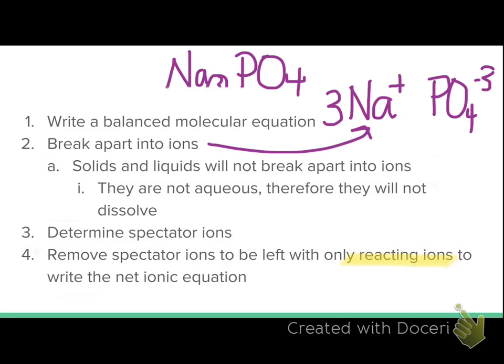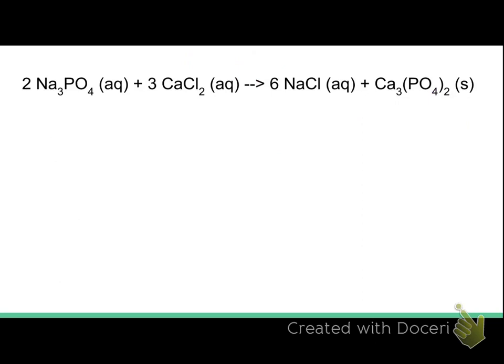All right, so let's go ahead and do some practice problems here. We have sodium phosphate plus calcium chloride yields sodium chloride plus calcium phosphate. Now, I have already balanced everything and written in your states, so you do not have to do that, but make sure that you are comfortable with that. So that's step 1 already. Step 1, done.